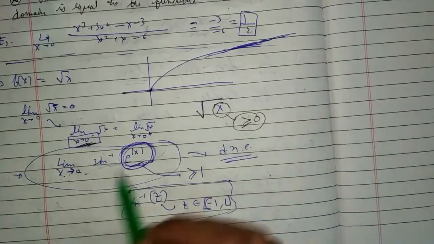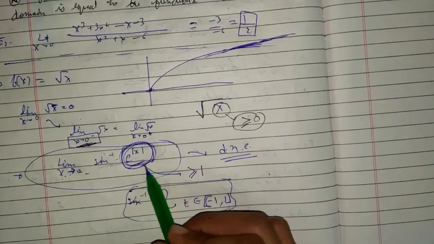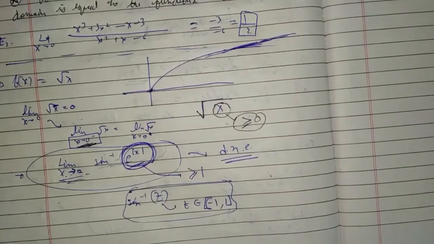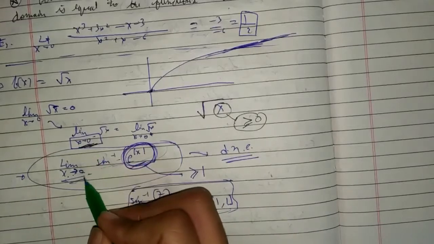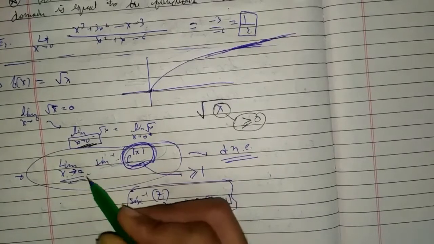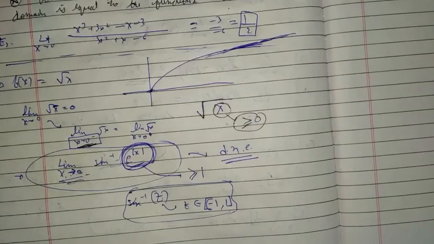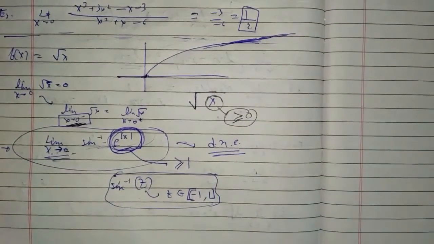Though at x equal to 0 this is sine inverse 1, that is pi by 2, while calculating the limit it doesn't matter what the value of the function at that point is. We have to check in the neighborhood, and the neighborhoods of this function are not in the domain, so it is clear that this function does not have any limit.